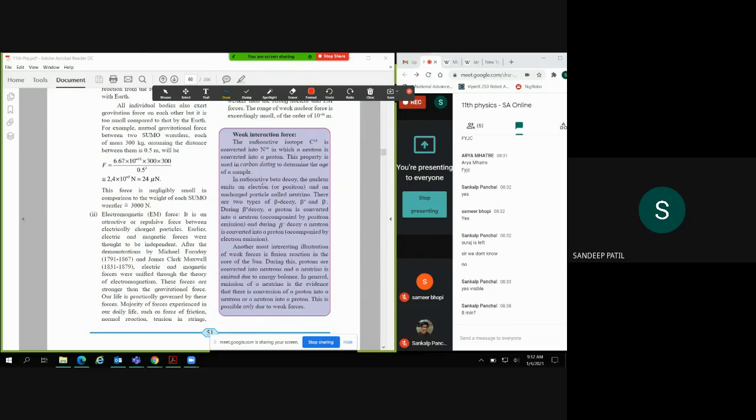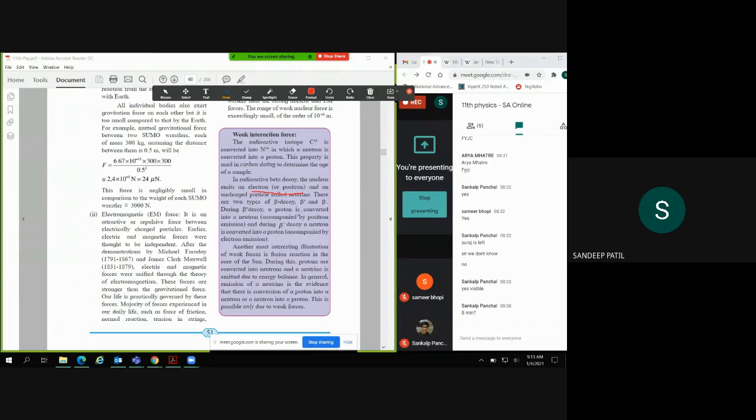So, in radioactive beta decay, the nucleus emits an electron or positron, along with an uncharged particle called a neutrino. So in beta decay, one electron and an uncharged particle called a neutrino are emitted. Therefore, there are two types: beta positive and beta negative decay. During beta positive decay, a proton is converted into a neutron accompanied by positron emission. And during beta negative decay, a neutron is converted into a proton accompanied by electron emission.